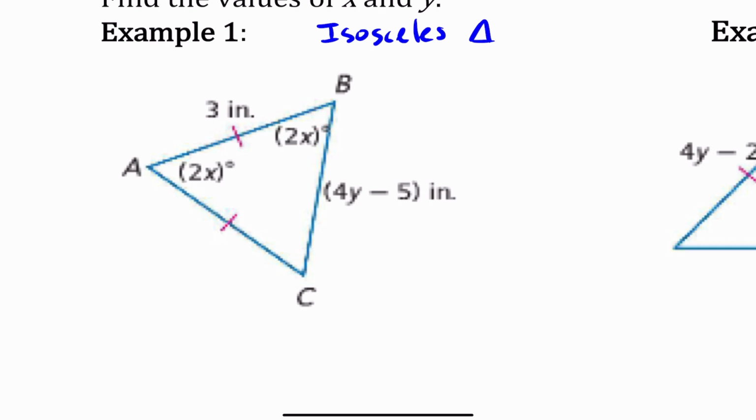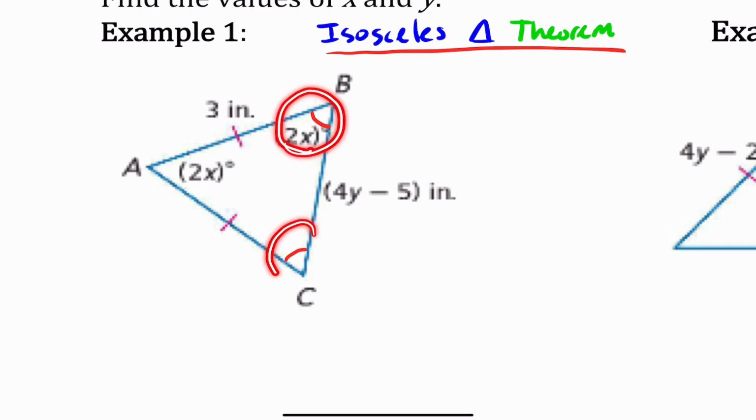Hopefully that makes sense. You're using the isosceles triangle theorem, and you're going to make sure that you mark those angles which aren't marked for you. So let me choose a different color. I need to draw an arc here and an arc here, because I'm using the isosceles triangle theorem. Since this angle and this angle are congruent, and this is 2x, this has to be 2x as well.